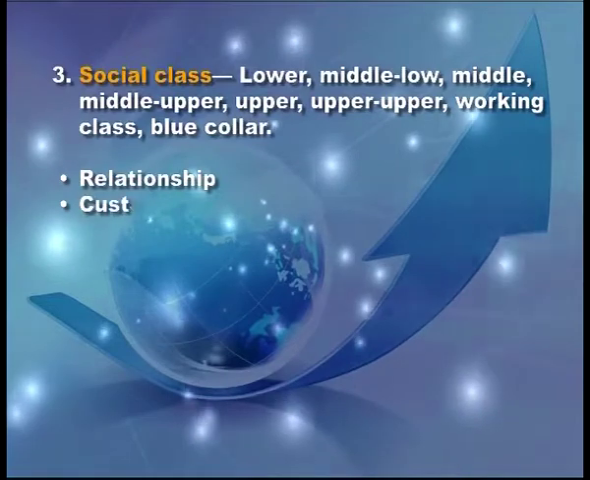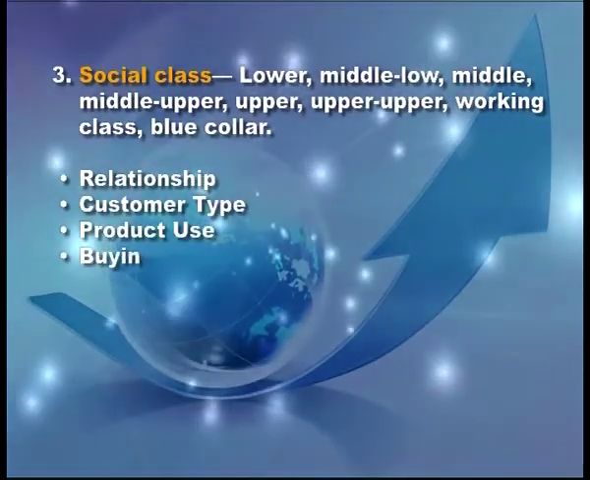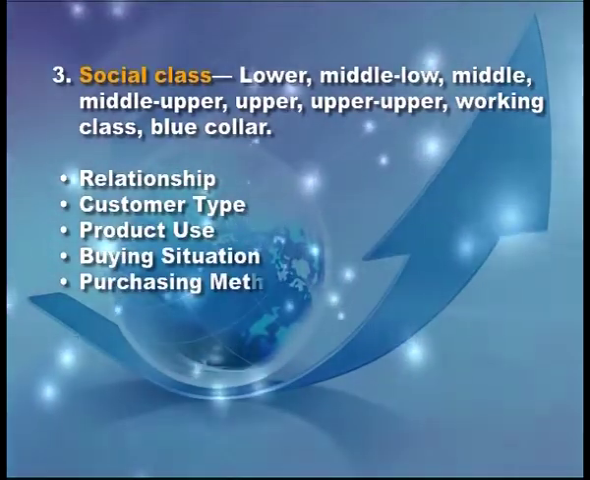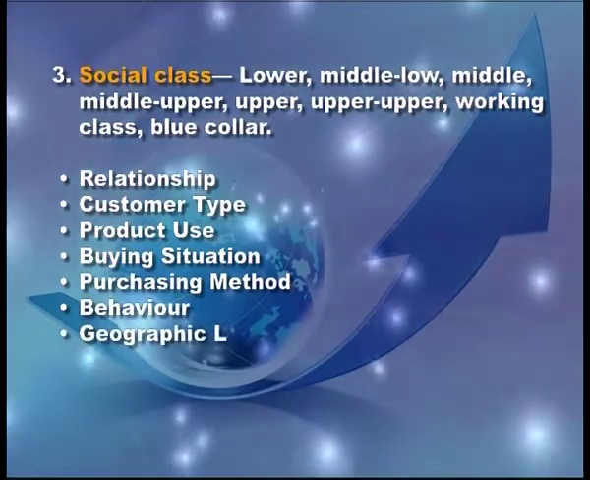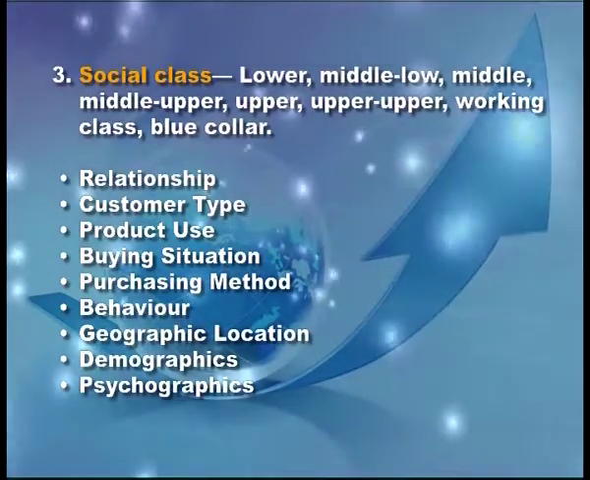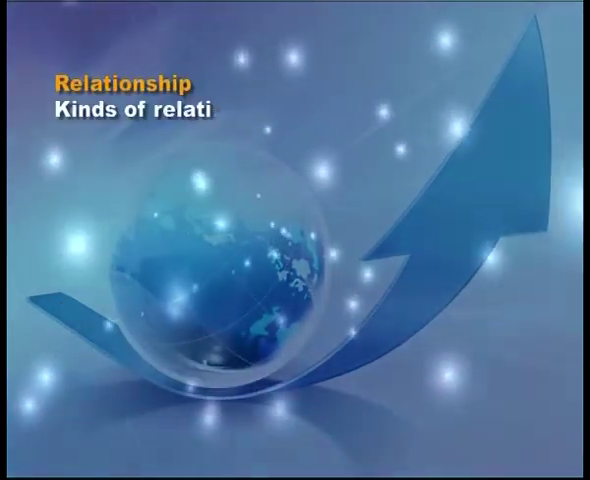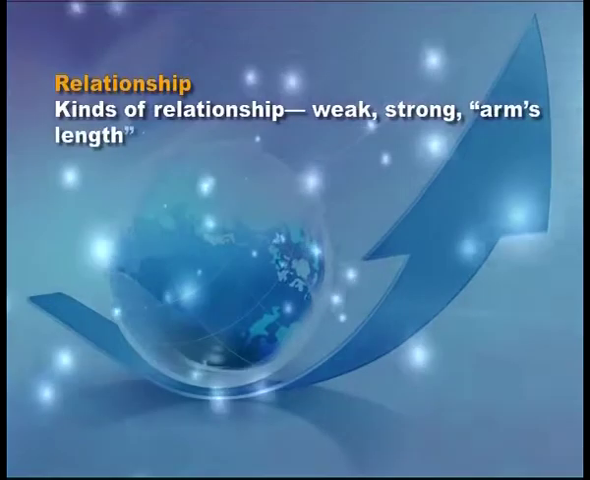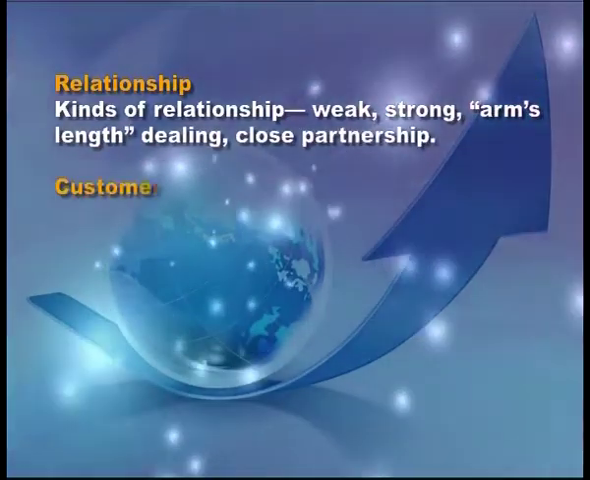1. Relationship, 2. Customer type, 3. Product use, 4. Buying situation, 5. Purchasing method, 6. Behavior, 7. Geographic location, 8. Demographics, 9. Psychographics. Relationship. Kinds of relationship: weak, strong, arm's length, dealing, close partnership.